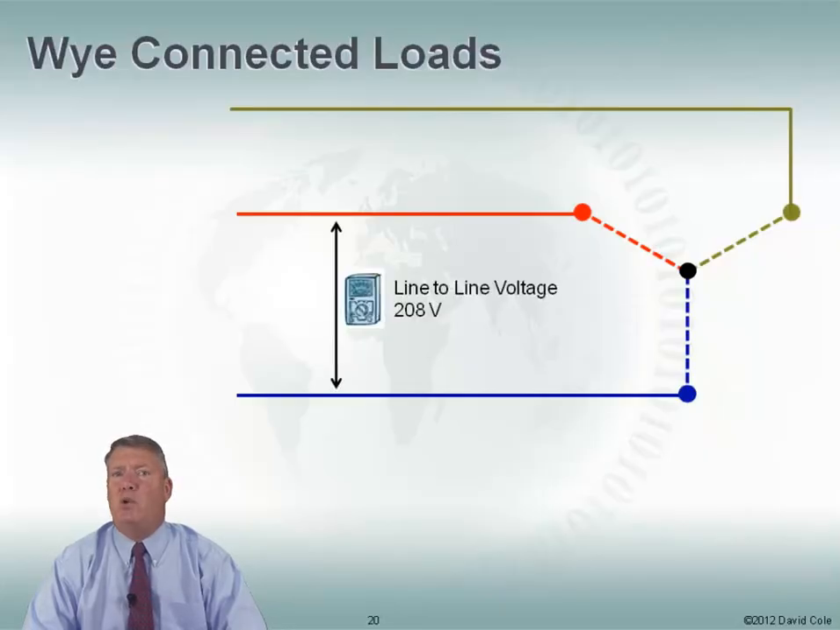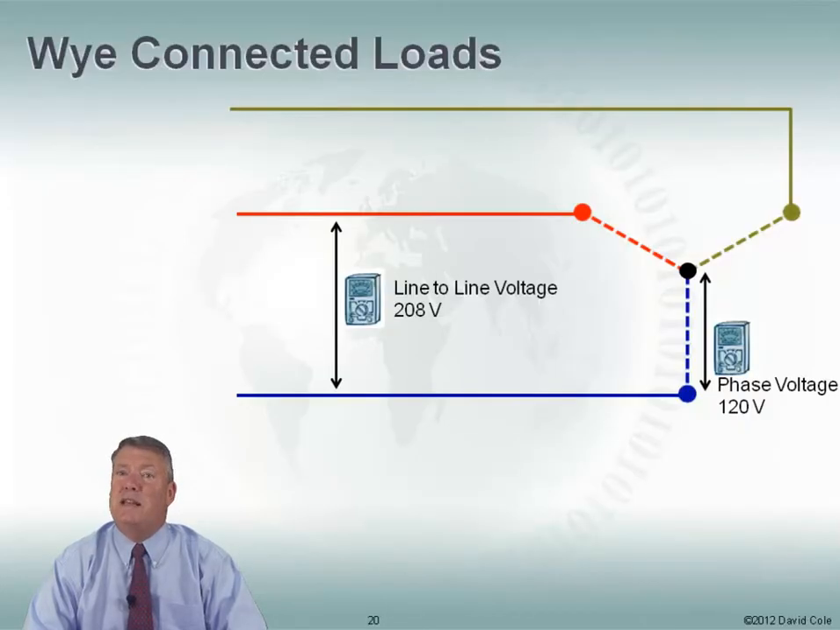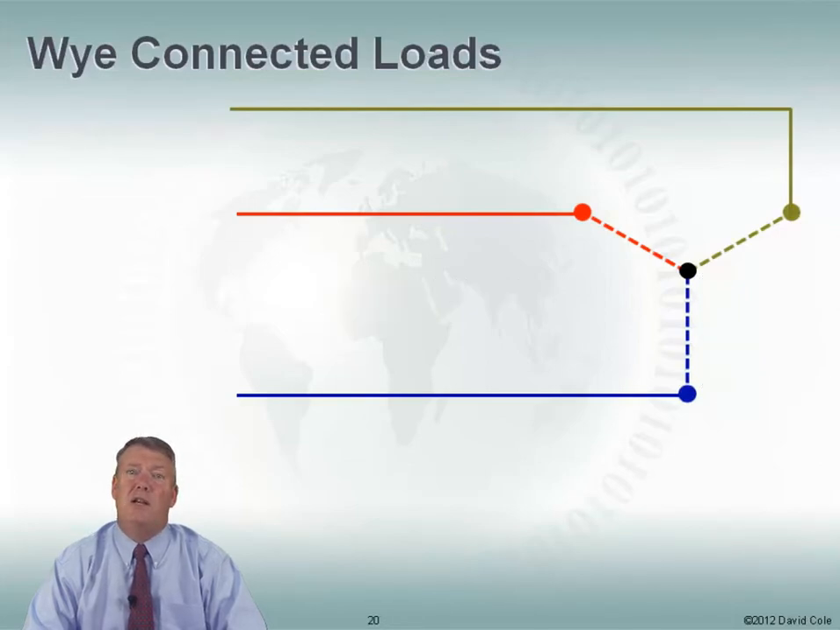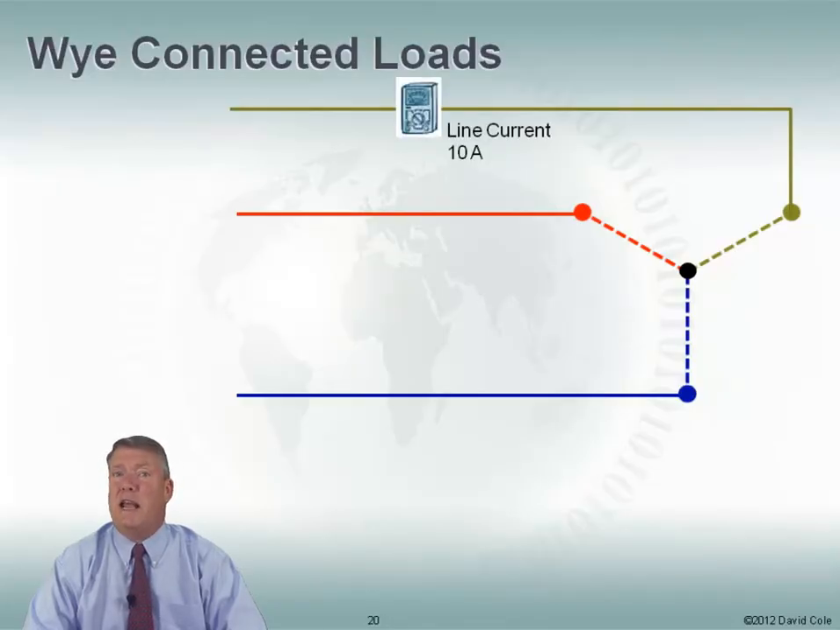My line-to-line voltage is 208 volts, right? But my phase voltage here from my line to my piece of equipment is only 120 volts. The difference is 1.73, right? So my line-to-line voltage is 208, but my phase voltage is only 120. Now that doesn't impact the current. So if I look at the current going across one of those lines, my line current is 10 amps. My phase current is also 10 amps. So my phase voltage changes, but my phase current stays the same.